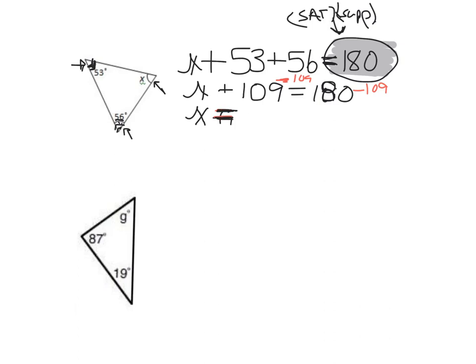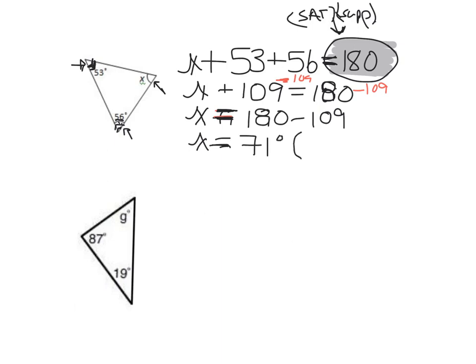So x is going to equal, if you're an inverse operation person, 180 minus 109. Okay, and then we just solve that guy. So 180 minus 109, 180 minus 110 is 70, so 180 minus 109 is going to be 71. And then I have to put my unit of measure, so degrees.